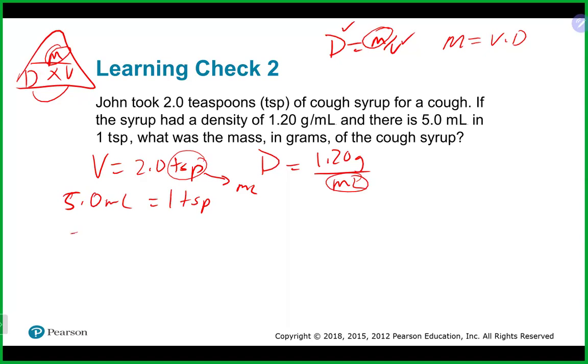So I'm going to take my 2 teaspoons. In this case, I want teaspoons to cancel, so I need to go opposite, which would put it on the bottom. Up on top should be my 5 milliliters. Teaspoons here should cancel, and that's going to give me 10 milliliters.